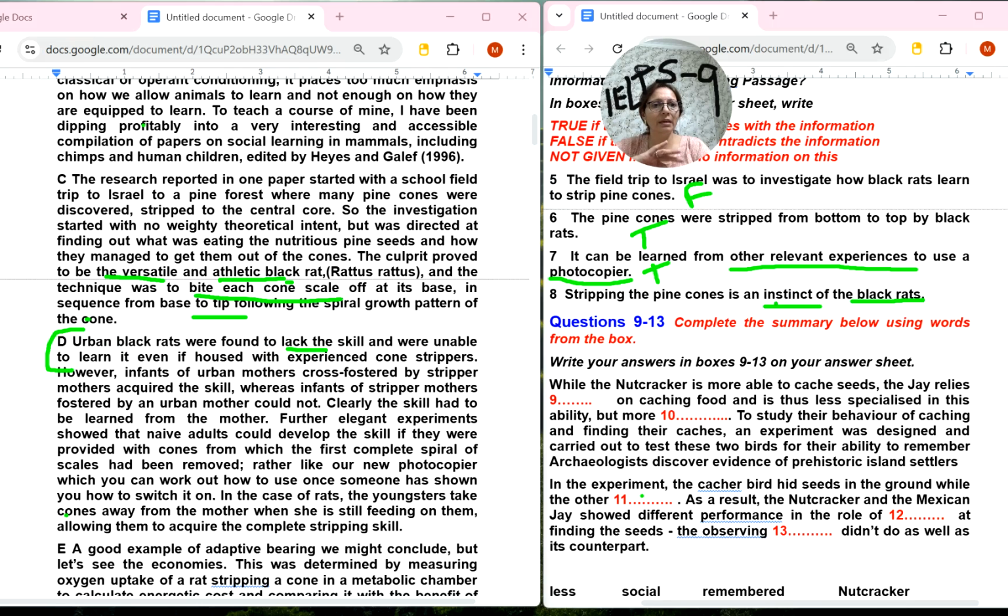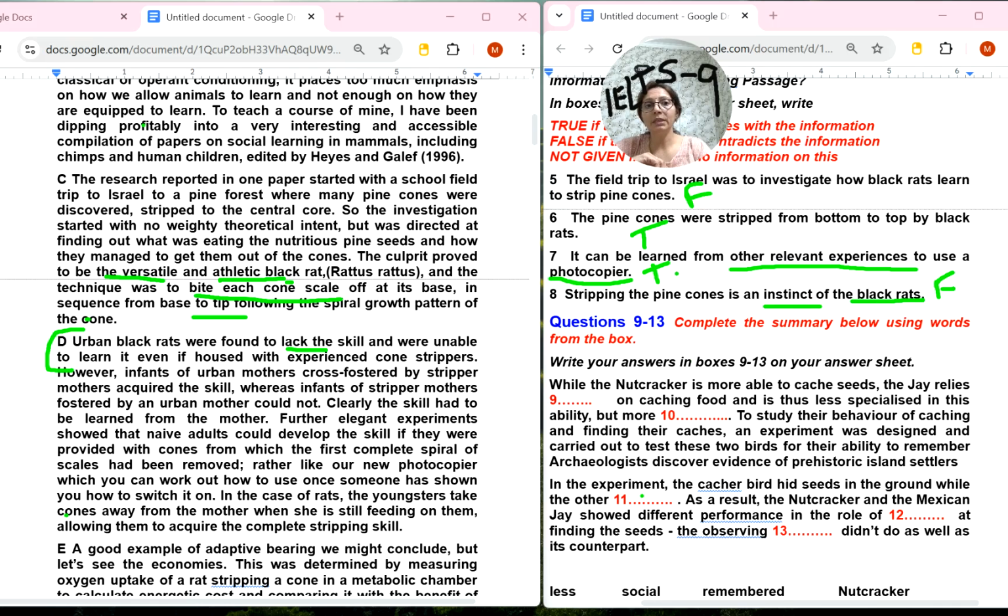Here it is saying it is an instinct of the black rats, meaning natural skill of the black rat. So here, were found to lack the skill, so here also there is confusion. Either we can put it not given or we can put it false. True, it is not there. So is an instinct of the black rats. Here it is saying lack of skill. It means I will mark it false.